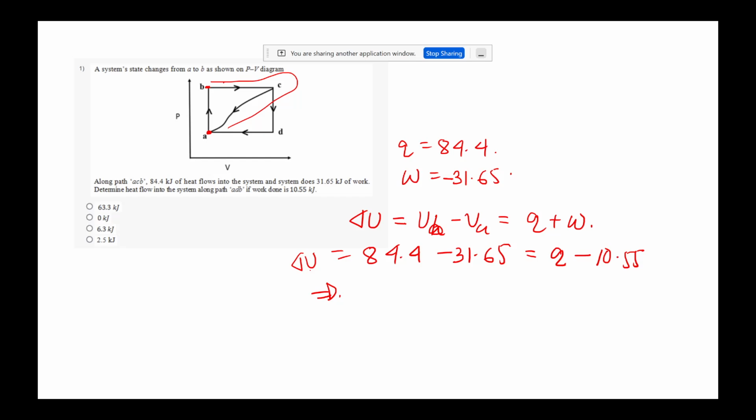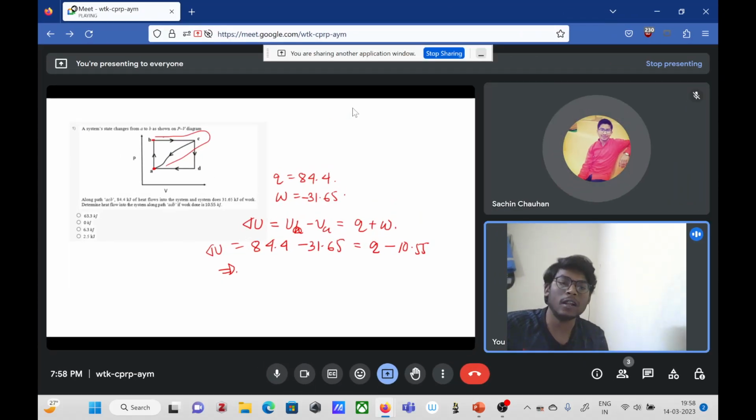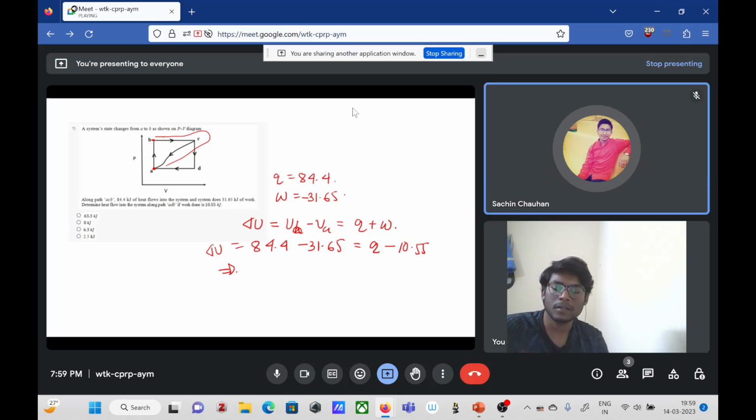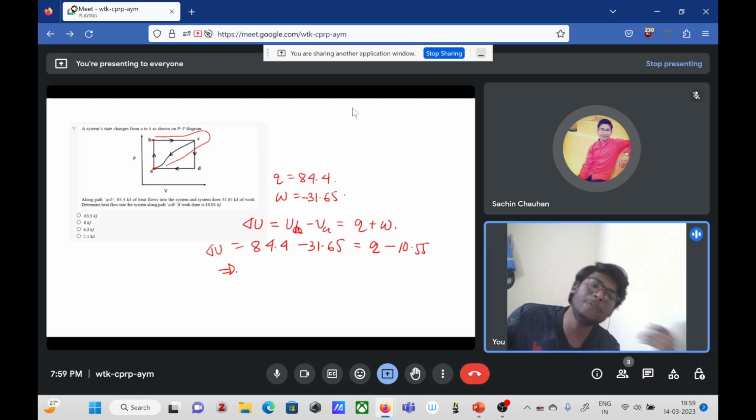Hello. So why take W negative? In chemistry, if the system does work, they take W as negative. Okay, this is the sign convention. Just a sign convention. In physics, if you do some work, that will be positive, but in chemistry, this is just different.